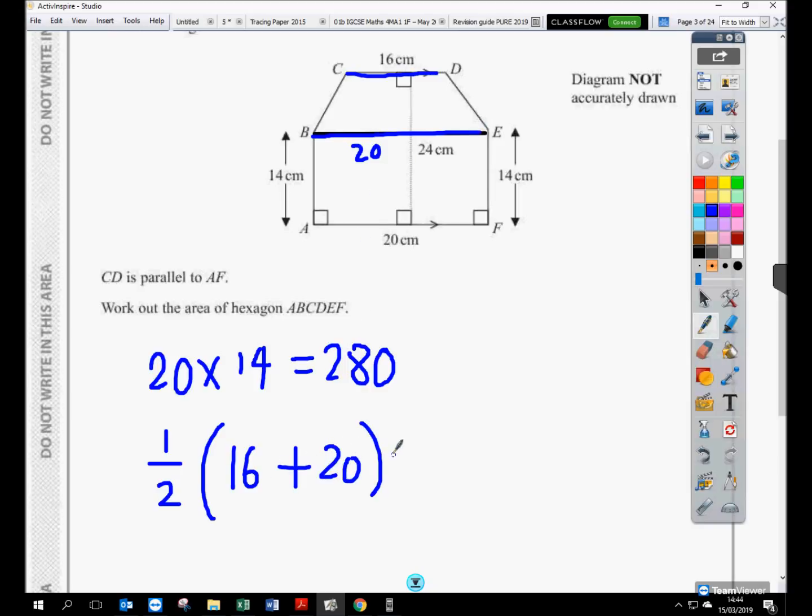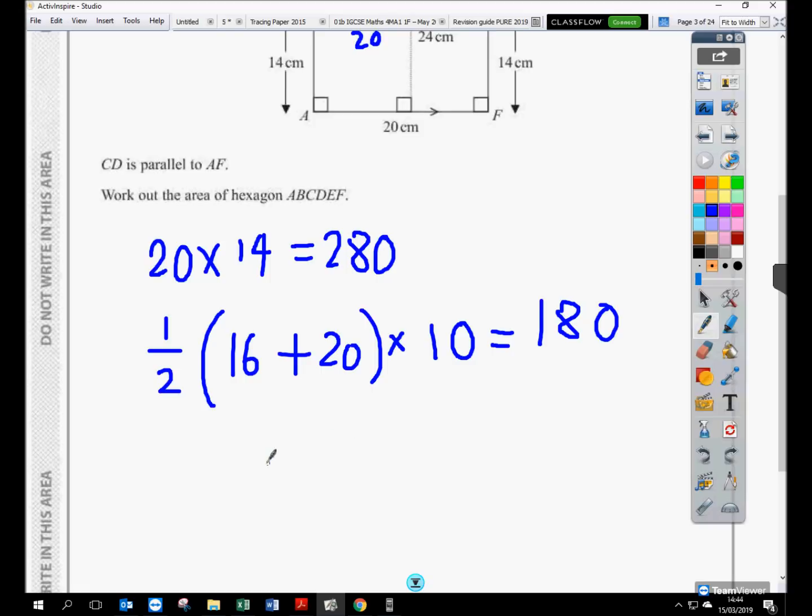So 16 plus 20 times the height. The height of the trapezium is this part here. As you can see, the entire height of the diagram is 24, and this bit's 14, so this bit here must be 10. So you work out the area of the trapezium, and you end up with 180. Add the two areas together, and you end up with a final answer of 460 centimeters squared.